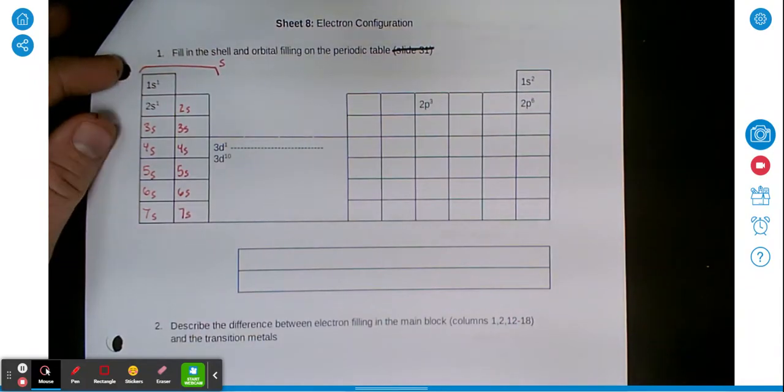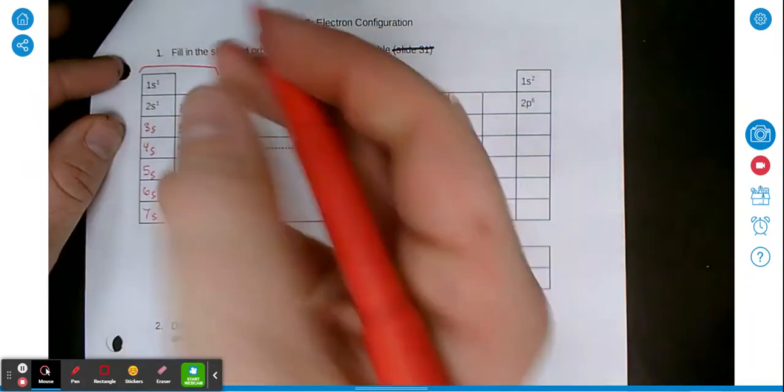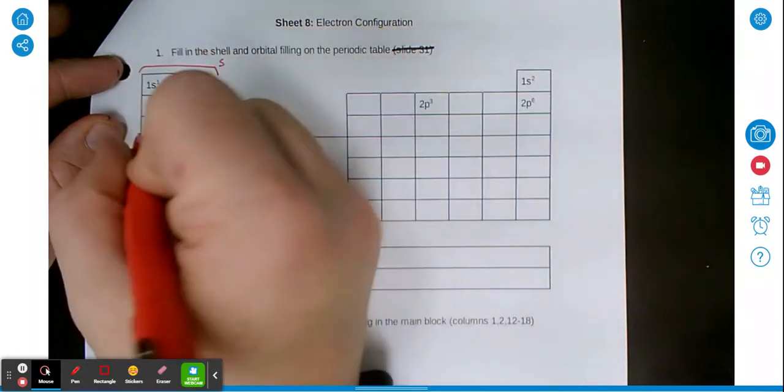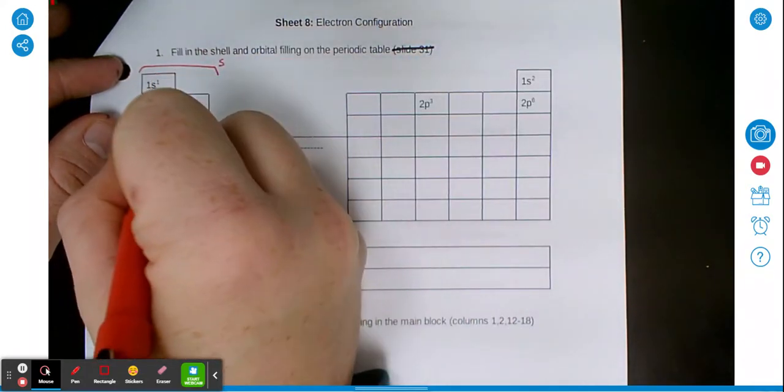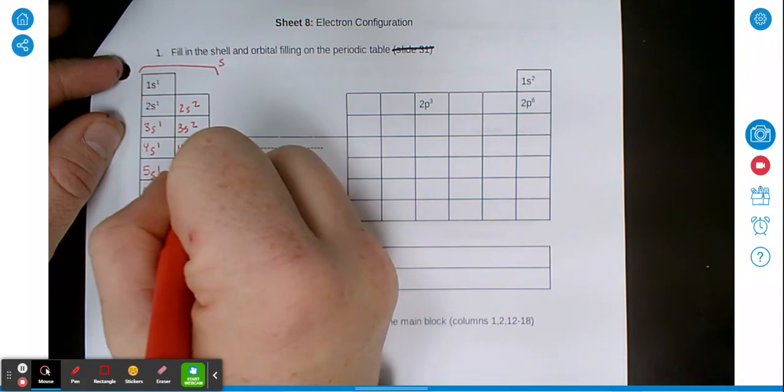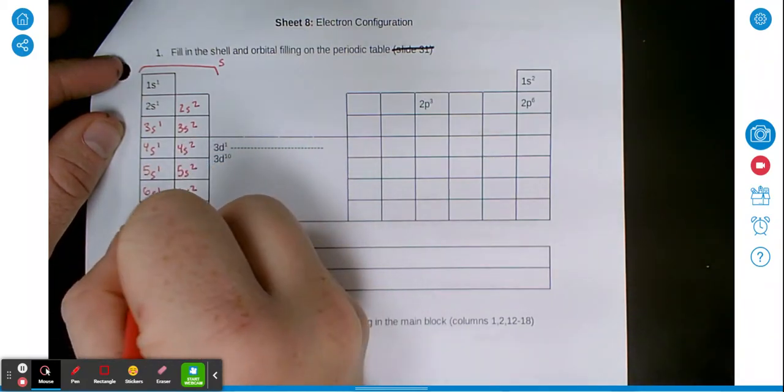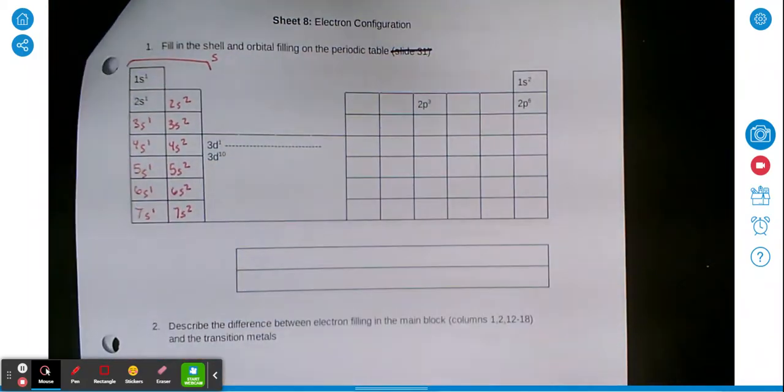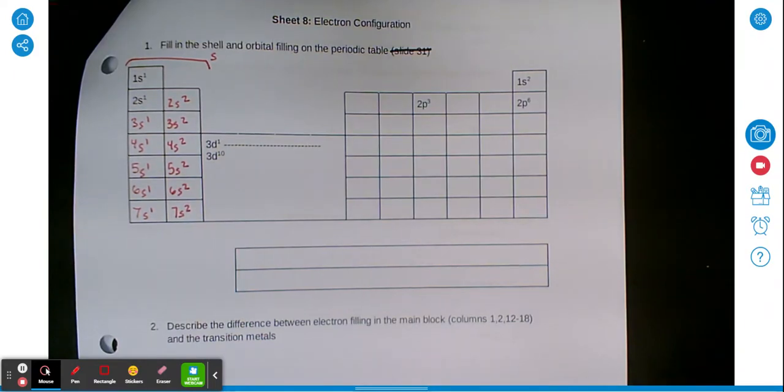And then the electrons are just going to fill in order. So 2s1, then this would be 2s2. 3s1, 3s2, and so on down the rows. So that is the S block.